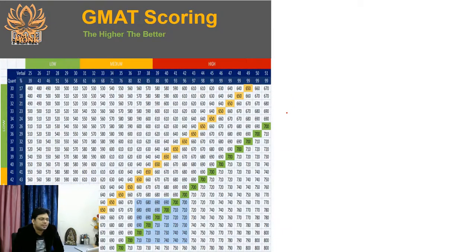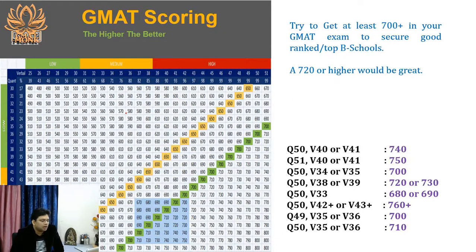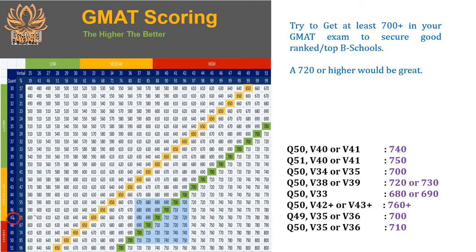So next would be GMAT scoring. So here is a chart in which you can get how much you should score in quant and how much you should score in verbal to get a particular target score in GMAT. So if you get 46 in quant and 42 in verbal, you can get a 710 score in your GMAT. So try to get at least 700 in your GMAT exam, and a 720 or higher would be a very good or great score to get into top rank B school.